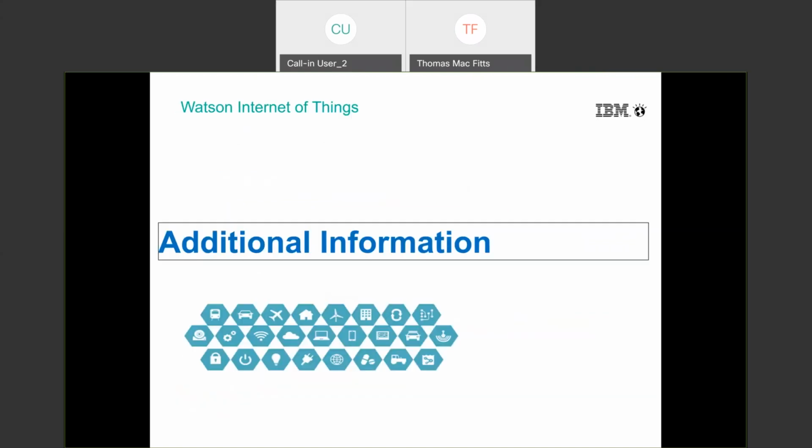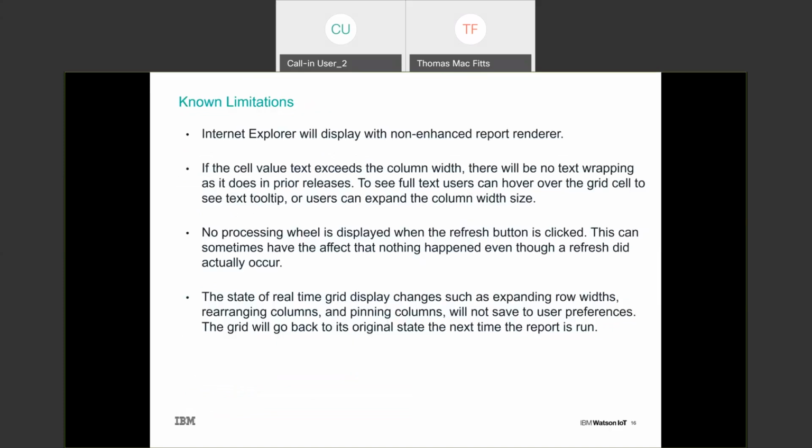Additional information. So there are a few known limitations. Internet Explorer will display with the non-enhanced report renderer. Another limitation is if the cell value text exceeds the column width, there will be no text wrapping as there is on prior releases. To see full text, users can hover over the grid cell to see the text tooltip, or users can expand the column width size.